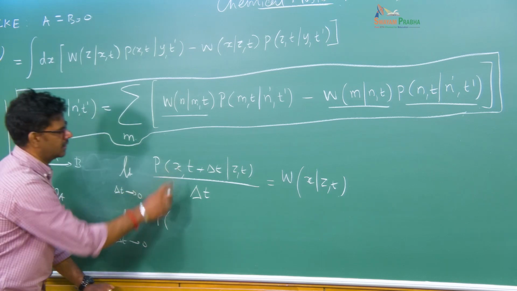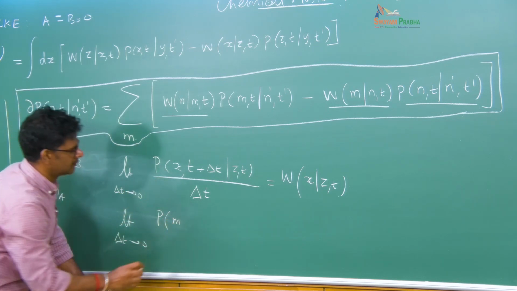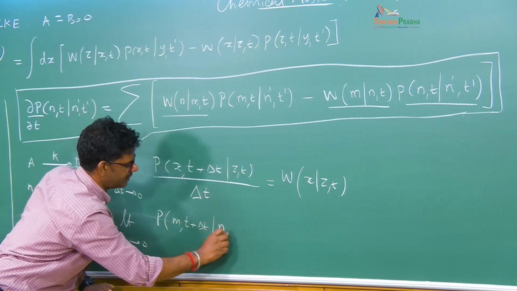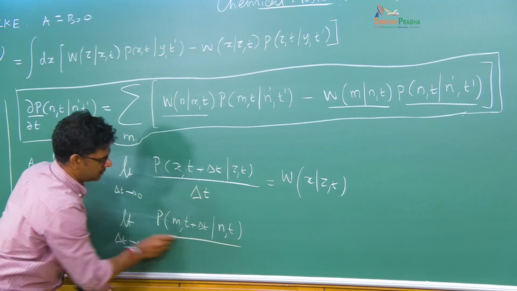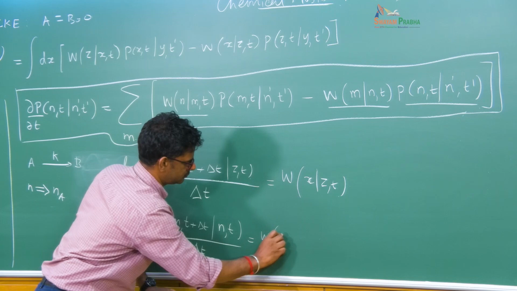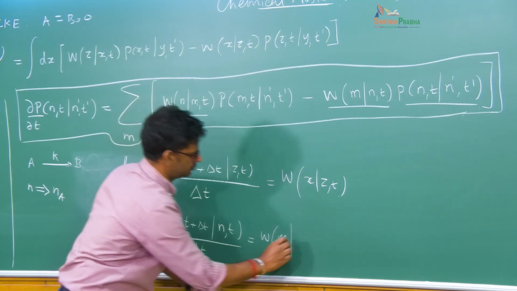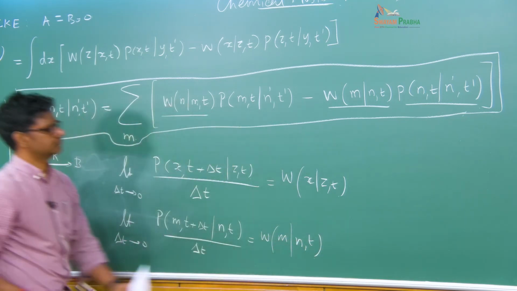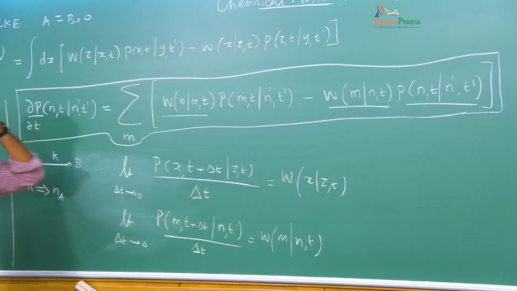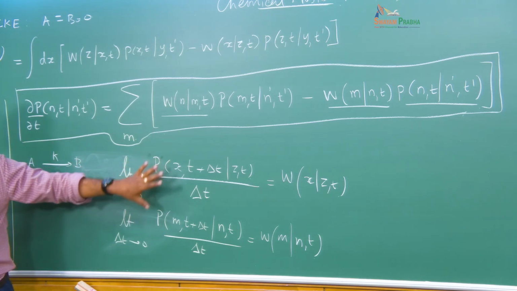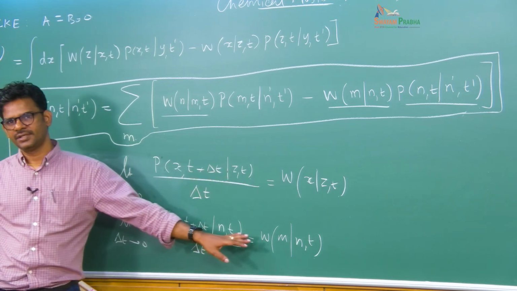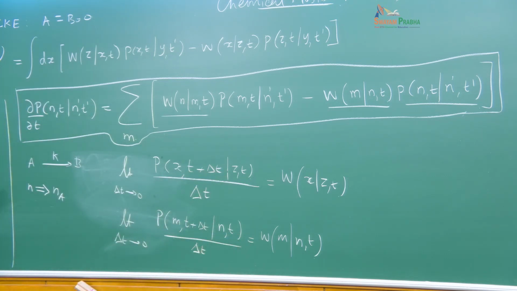So X is M, Z is N. So this is what we are using here. This is our original definition. I am just changing the variables, X to M, Z to N. Then I have got a discrete definition of the jump probability or the transition probability.